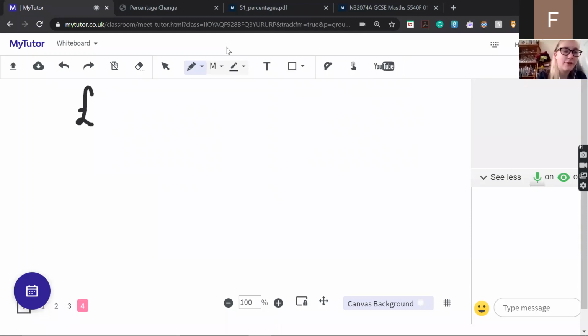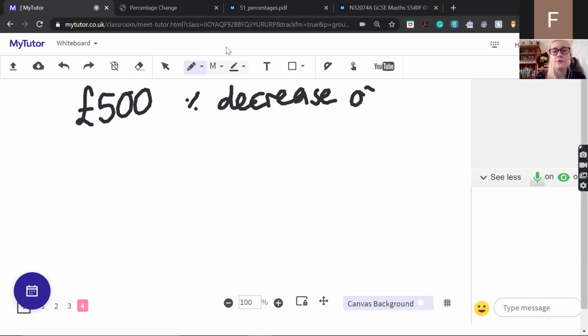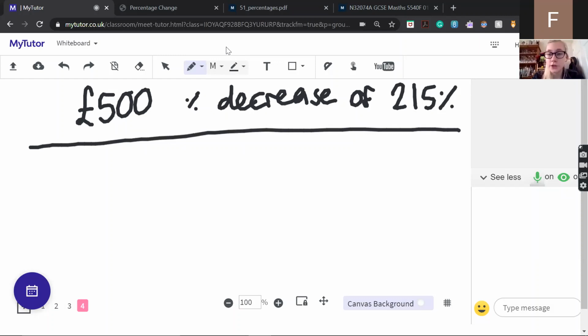So £500 suffer a percentage decrease of 215%. So they have that £500 and they have a decrease of 215%. What on earth does that mean? So we're going to work out our multiplier first of all. So our straight multiplier for 215% is 2.15, because 100% is a multiplier of 1.